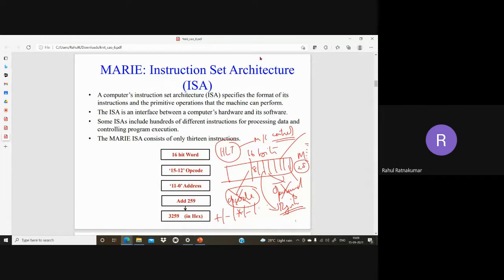Then we specify how many bits our instruction should have, and in those bits, 3 or 4 bits should be the opcode. Some should be the address, and the address bits decide how many locations I can access. For example, here it is bits 0 to 11, 12 bits, so I can access 2 raised to 12 different locations. The example given is add 259. Here 3 stands for addition, and 259 is the memory location. So whatever data is in that memory location is added with the value in the accumulator, and the result goes back to the accumulator.